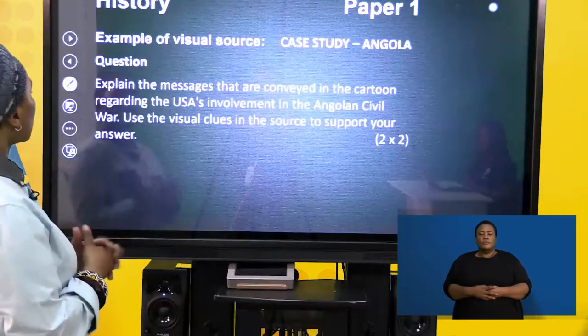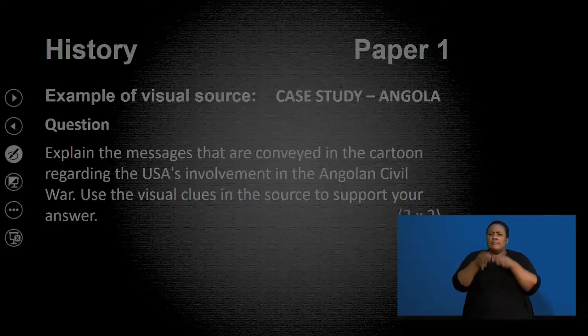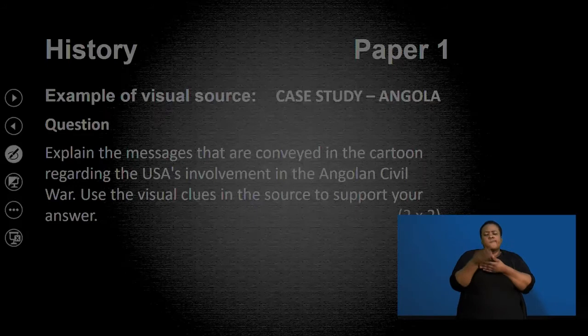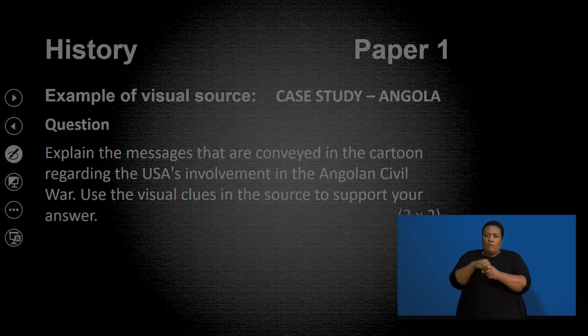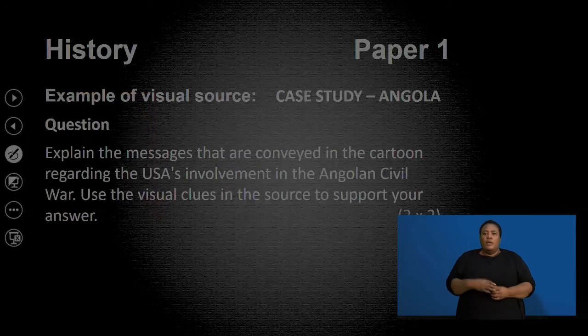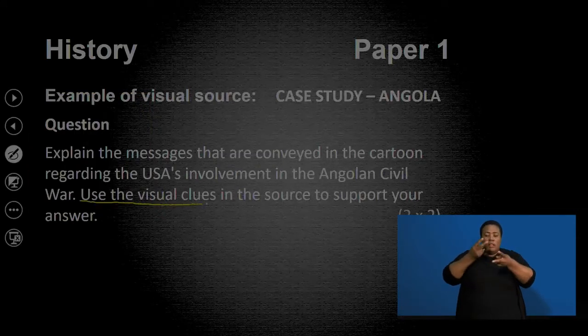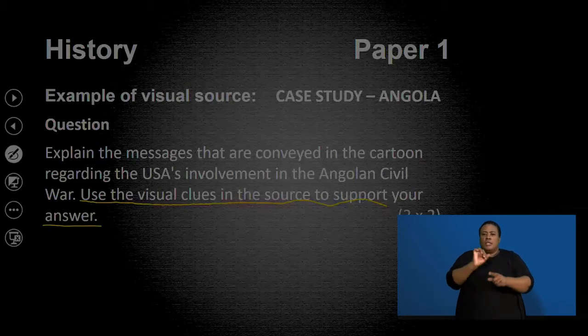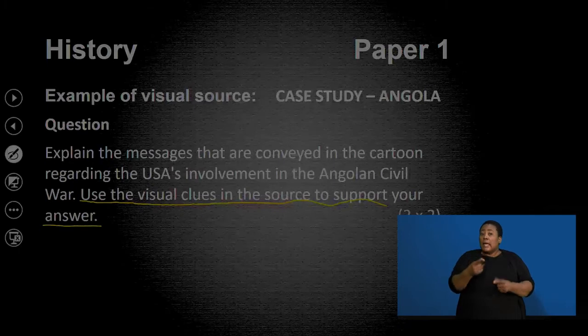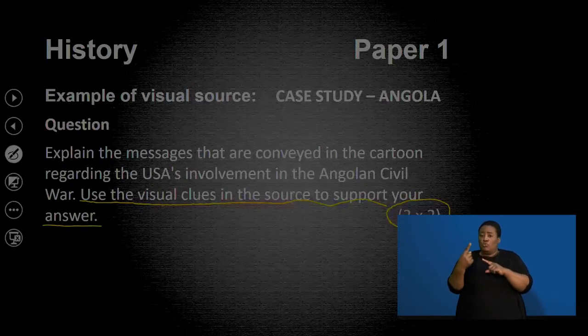So the question is, explain the messages that are conveyed in the cartoon regarding the USA's involvement in the Angolan Civil War. And it says here, this is very important, use the visual clues in the source to support your answer. So if you look at this question, again, remember I told you earlier that the mark allocation is very important. So this is 2 times 2. That means this question is out of 4 marks.